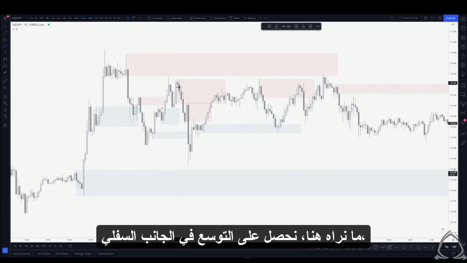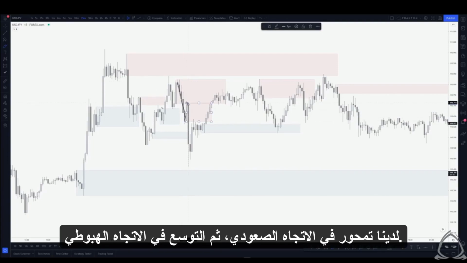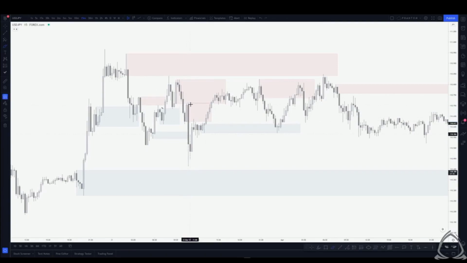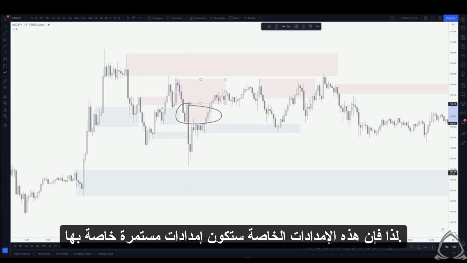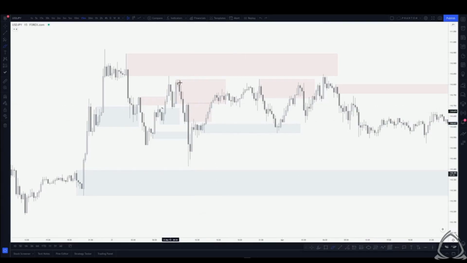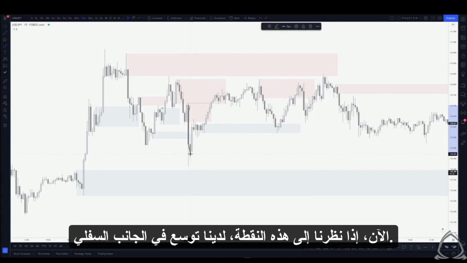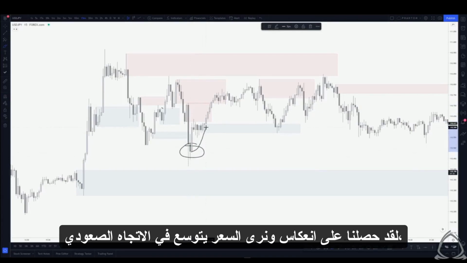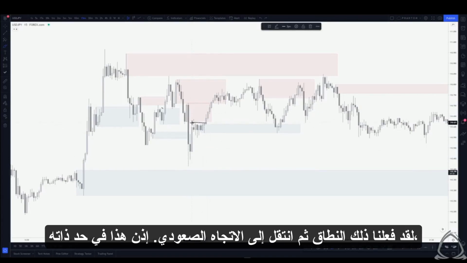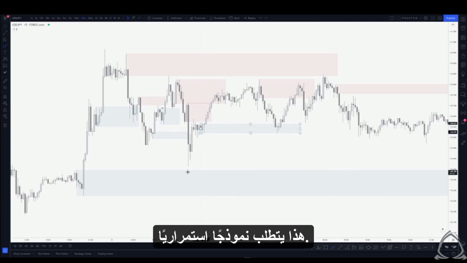And what we can see here, we get an expansion to the downside. We have a pivot to the upside and then an expansion to the downside. So this supply zone would be a continuation supply zone. Now, if we look at this point, we have an expansion to the downside. We do get a reversal and we see price expand to the upside. We range and then move to the upside. So this in itself, this demand zone is a continuation model.